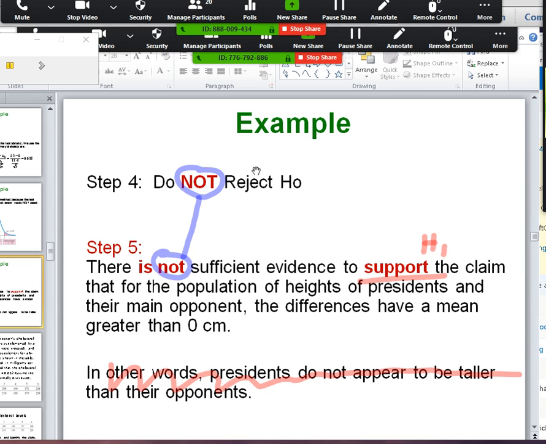So that's why we're doing the whole test, to reject or not reject H0. When I reject H0, that affects my claim because rejecting H0 supports my claim, so I'll use the word support here always. Always whenever H1 is my claim, because rejecting H0 always supports my claim. The claim that the population of presidents and the opponent, the differences have a mean greater than 0 centimeters.